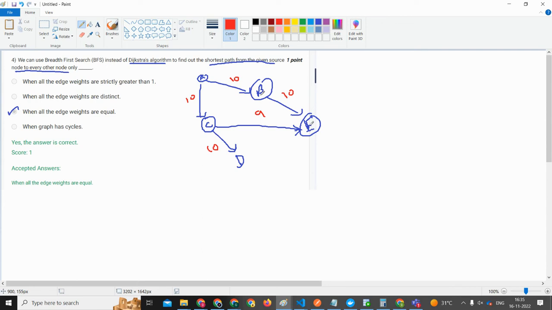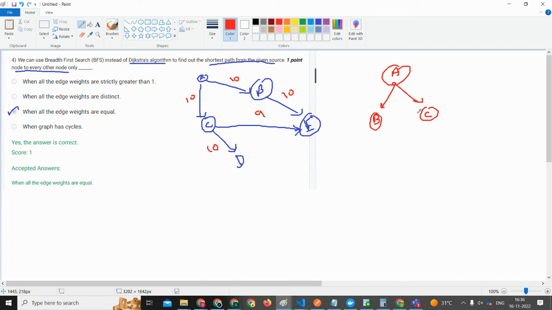So what is BFS? BFS basically explores the nearer adjacent nodes first. Can you just draw the BFS for this? Okay, let's take B first. In BFS, you explore the shortest ones first.